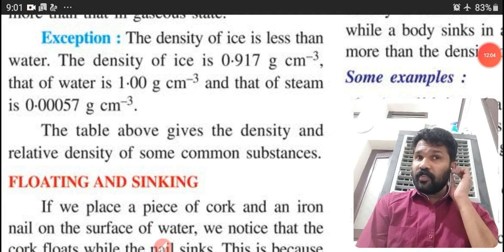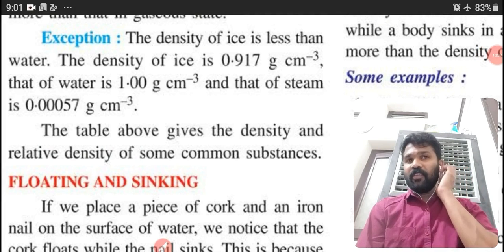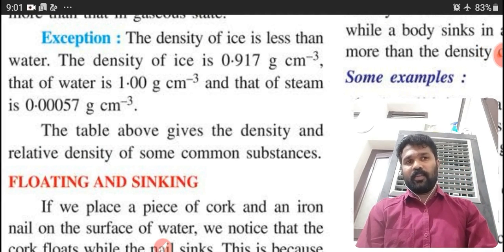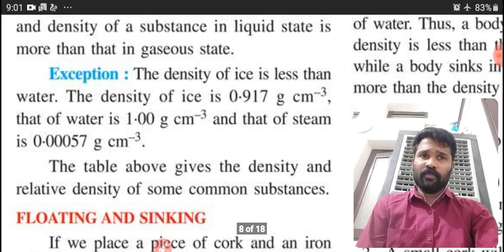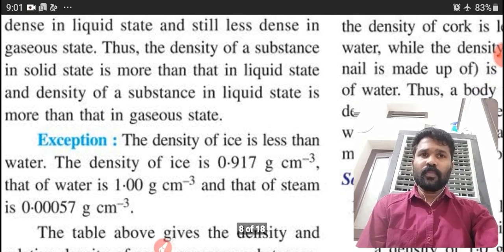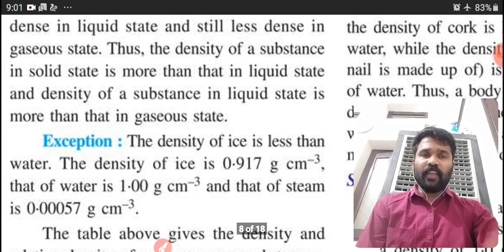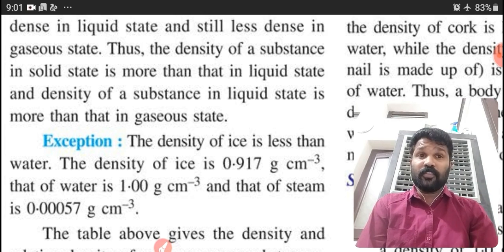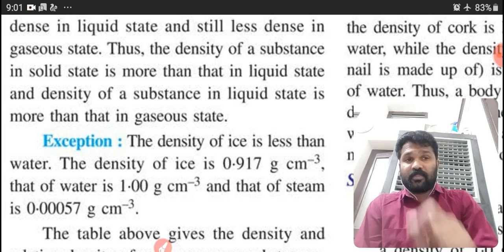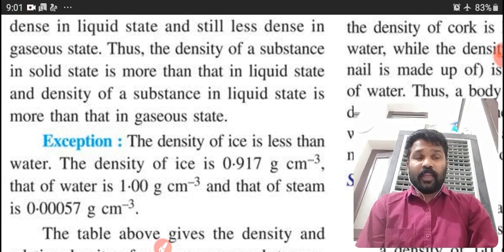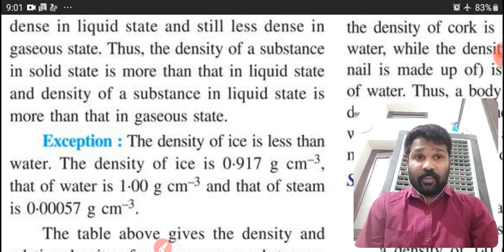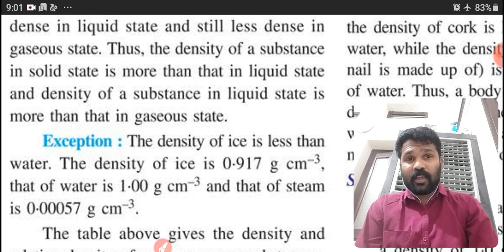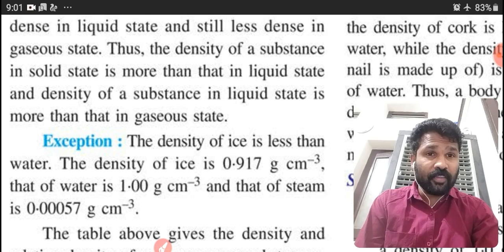One exception is there. The density of ice is less than water. I told you here the point: the density of a substance in solid state is more than that in liquid state. That is our theory. But here one exception. The density of ice is less than water.